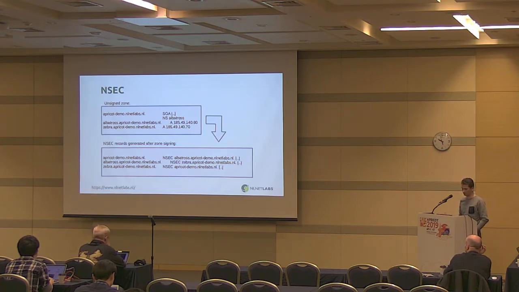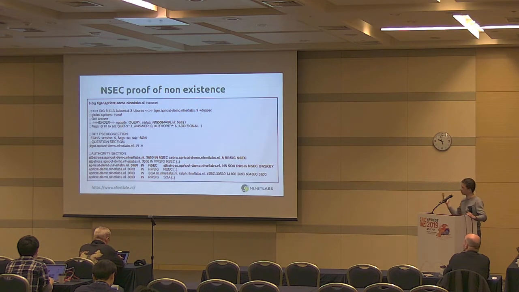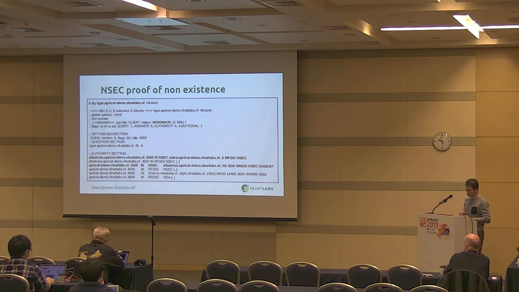available. Now, if we would send out a query for example, tiger.apricotdemo, we get an NXDOMAIN answer back saying this name does not exist, and we get two NSEC records back. The first one proves that tiger does not exist because tiger is in between albatross and zebra, right? The second NSEC proves that there is no wildcard here. So by having this proof, we know for sure this record does not exist.